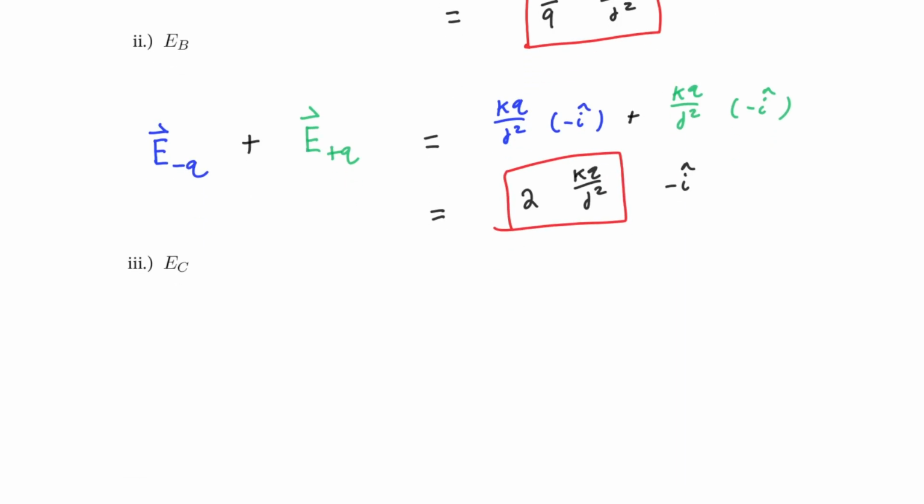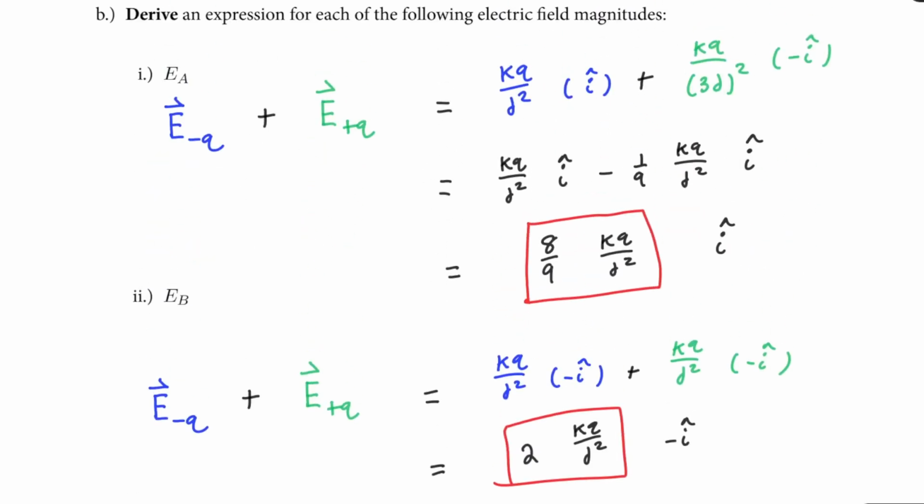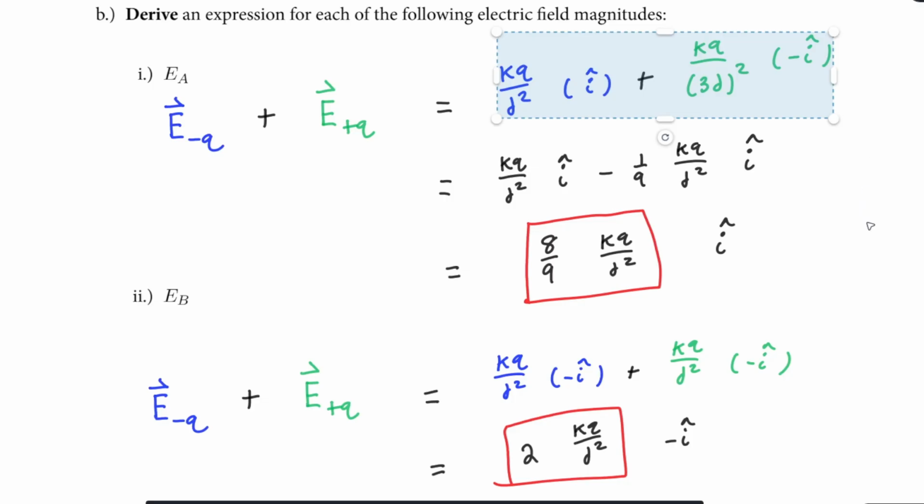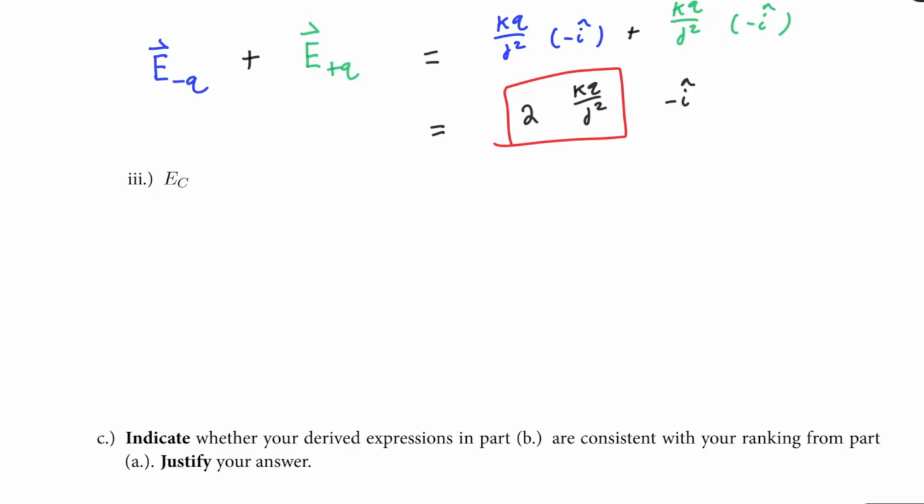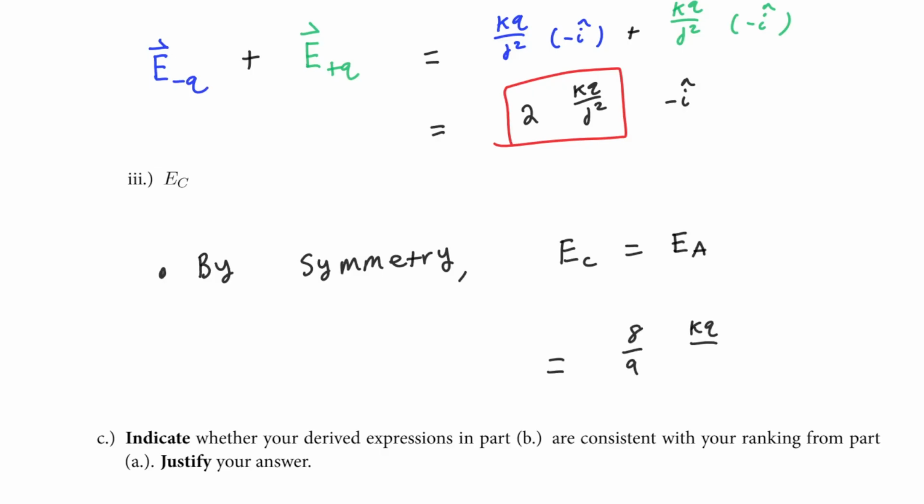And we don't need to see me do C. You can see by symmetry. The only thing that's going to happen is these blue and green terms exactly swap places. So EC is going to be, we're just going to do the classic cop-out answer, by symmetry, EC equals EA, which is equal to 8 ninths kQ over d squared. And we just want this term.